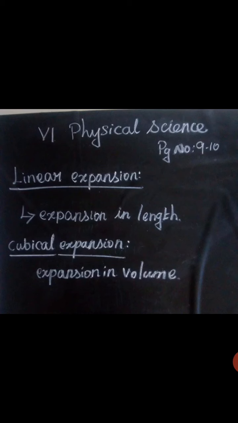Okay, in that thermal expansion, there are two types: linear expansion and cubical expansion. A solid has a definite shape. Already you know solids have a definite shape. So when a solid is heated, it expands in all directions. If you heat any solid material, it will expand. For example, it expands in length, area and volume.